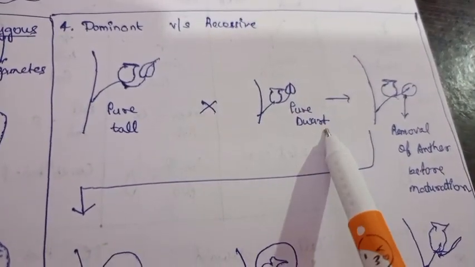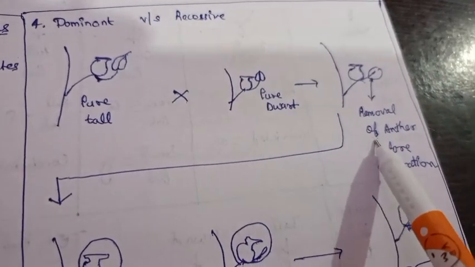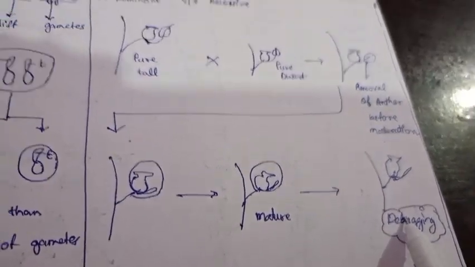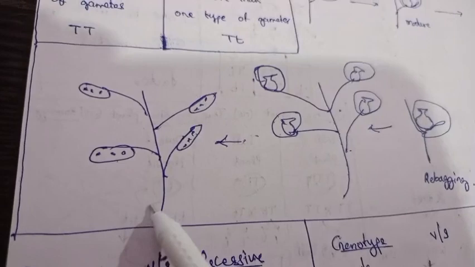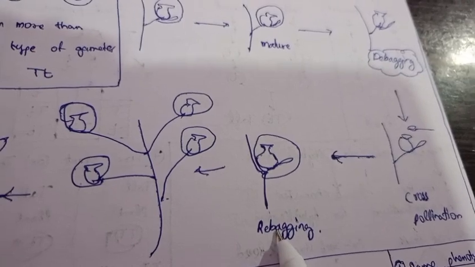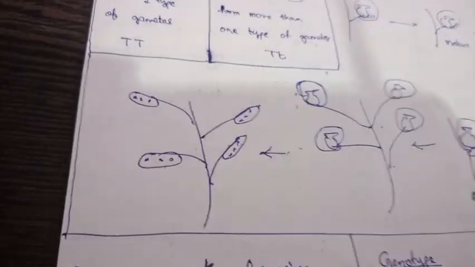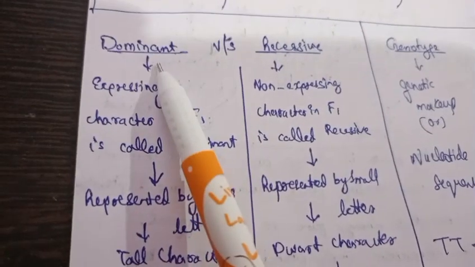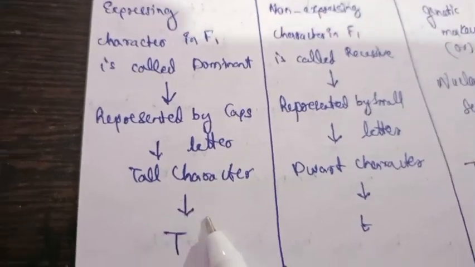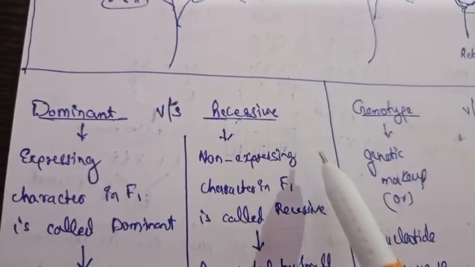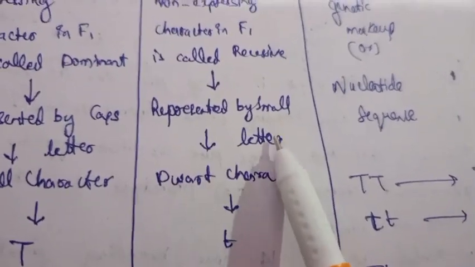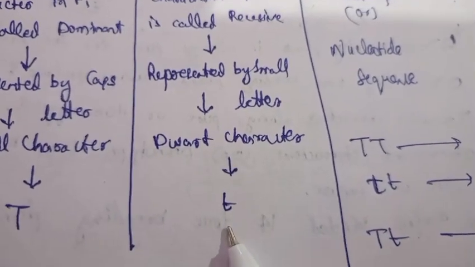Now let us understand dominant versus recessive. Pure tall and pure dwarf are crossbred: removal of the anther before maturation takes place, that is emasculation, then bagging. After that, cross-pollination takes place, and after cross-pollination, rebagging takes place. Dominant means the character expressed in F1, represented by a capital letter, for example tall character, capital T. Recessive means the character not expressed in F1, represented by a small letter, for example dwarf character, small t.